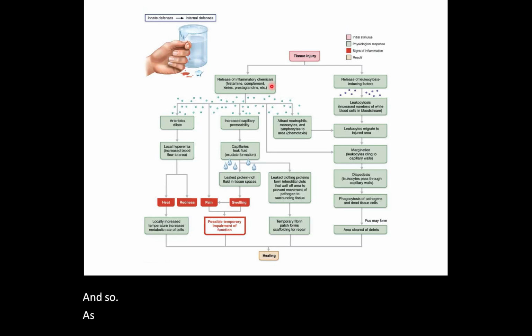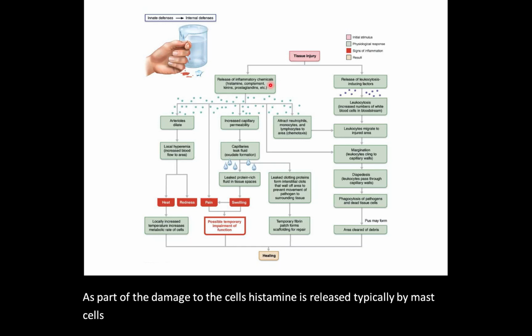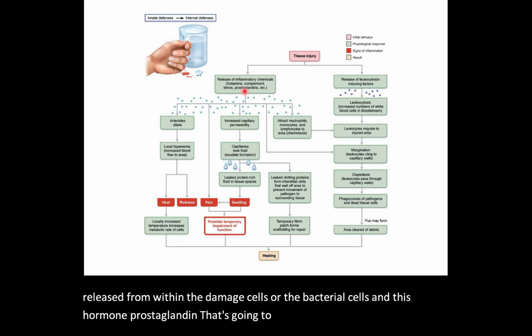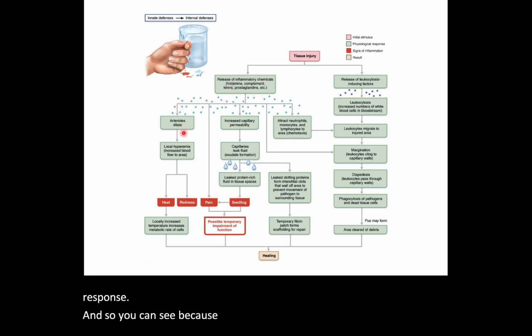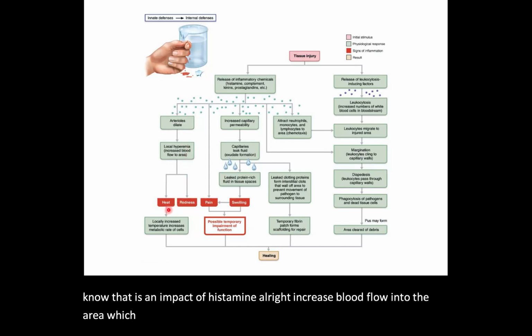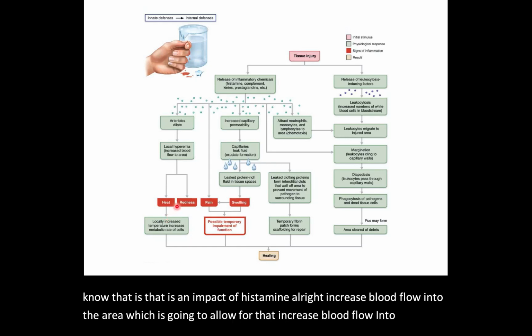And so as part of the damage to the cells, histamine is released, typically by mast cells. Complement mechanisms take over, such as fever, histamine again being released, heparin being released, kinins being released from within the damaged cells or the bacterial cells, and this hormone prostaglandin that's going to intensify the inflammatory response. And so you can see because of this, arterioles are going to dilate. We know that that is an impact of histamine. All right, increased blood flow into the area is going to increase the heat and the redness.